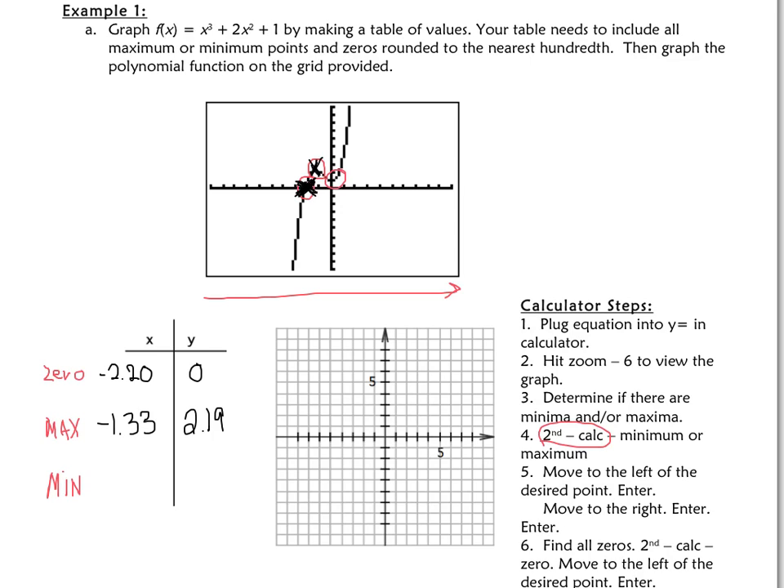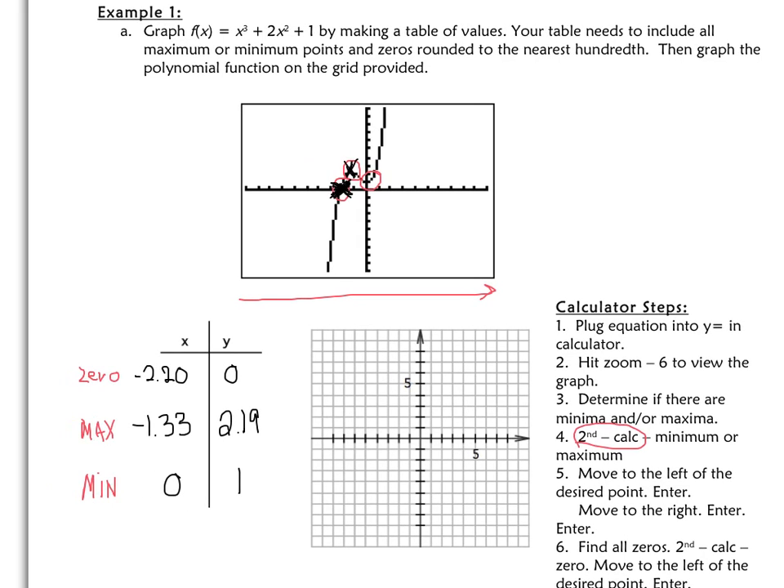Let's do the same thing for the min. Second calc minimum. Put your cursor on the minimum, scroll to the left, press enter, go to the minimum again, scroll to the right, press enter, go to the min, enter, and on the bottom you will get 0, 1. Some of you may notice that that point right here, that's the y-intercept, because the x value is 0. We're not going to be looking for that specific point. It just so happens that in this problem, it's also the minimum. So the point where the graph crosses the y-axis happens to be the minimum of that graph.